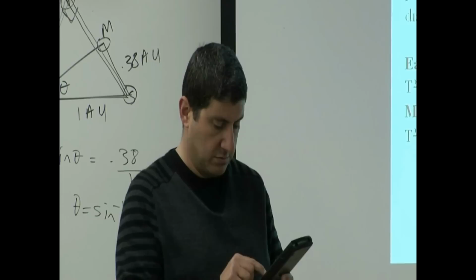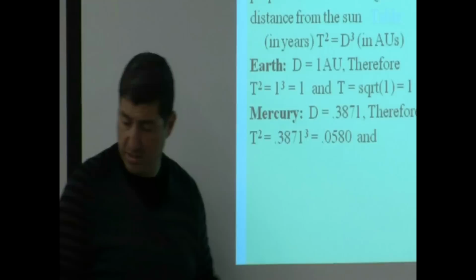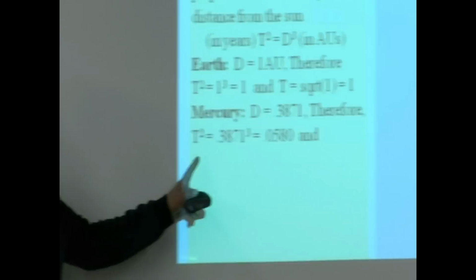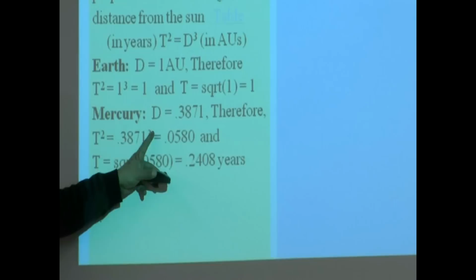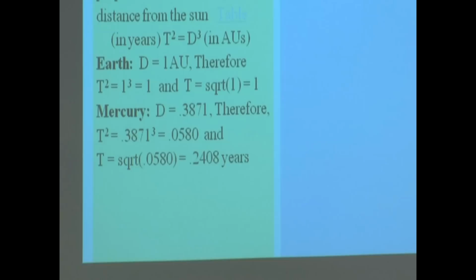Then what are you going to do? If t squared is 0.058, then t is the square root of 0.058. So you're going to cube the distance, then you're going to square root that. So 0.24 years. And the square root of that number is 0.24.